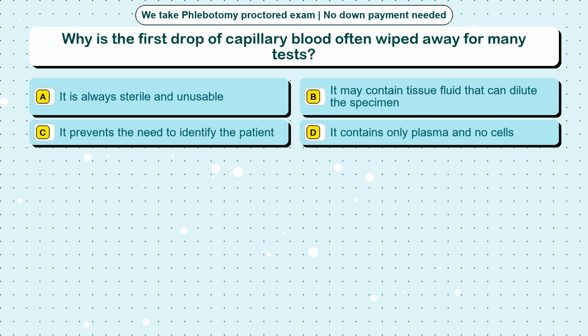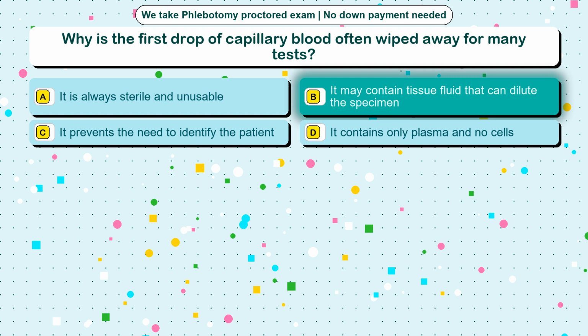Question 66. Why is the first drop of capillary blood often wiped away for many tests? Option A, it is always sterile and unusable. Option B, it may contain tissue fluid that can dilute the specimen. Option C, it prevents the need to identify the patient. Option D, it contains only plasma and no cells.